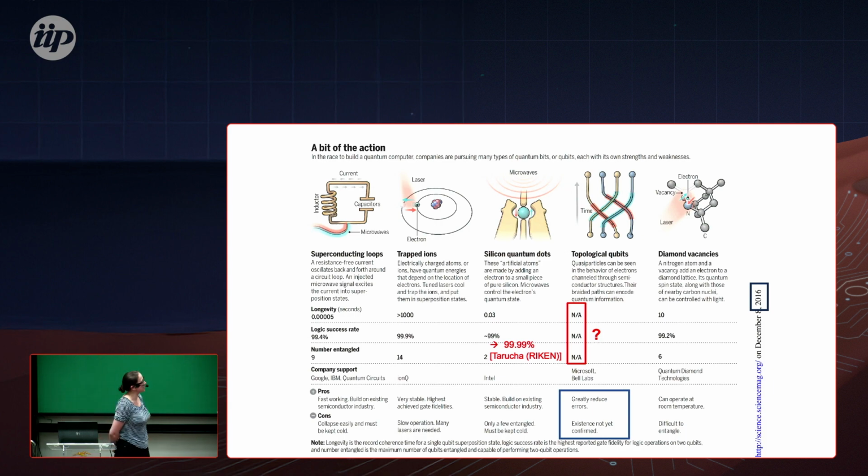And that's why I thought I would give a little overview today of what we are doing, on a more entertaining level. So please feel free to interrupt if something is not working. One interesting representative in this table from 2016 are topological qubits, right?